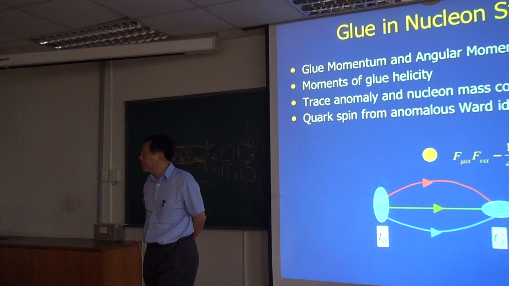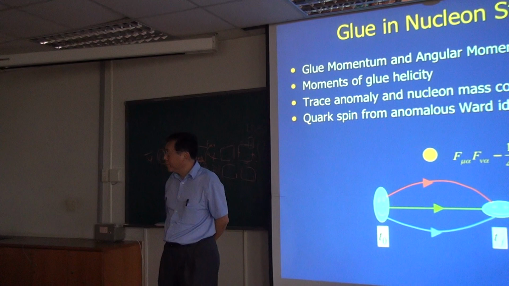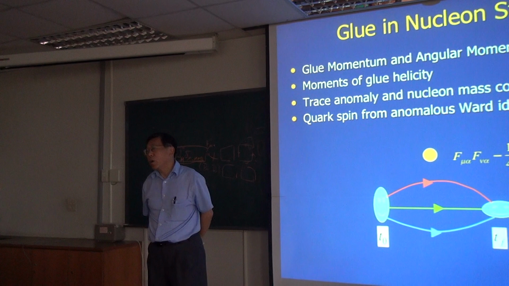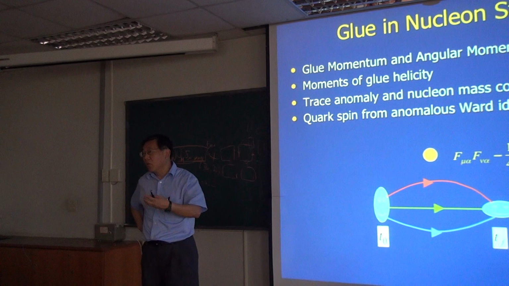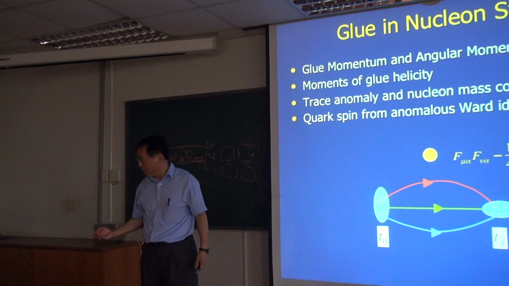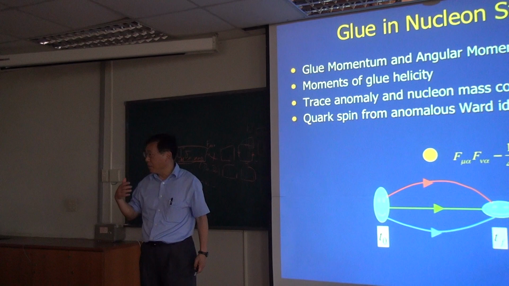Because suppose everything adds up to be one, then this part may become smaller or larger. One thing we already checked is that for the connected insertions, the conclusion is the same as the dynamical calculation. Now the other thing is the glue, 25%, 30%, it's hard to tell how precise the glue calculation is. But for the quark spin calculation, experimentally, it's small, but we get a number which is in agreement with experiments.